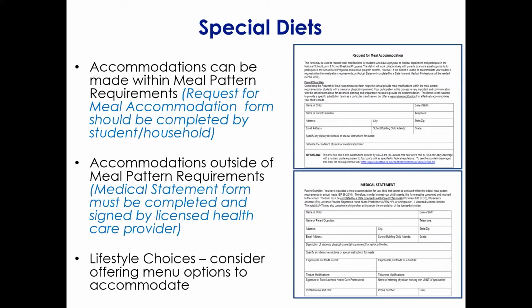And this would be utilized as an example. Maybe Johnny is allergic to strawberries. However, the school food authority or the site would be able to offer a different fruit for that student whenever strawberries are on the menu. So that meal pattern is still able to be met. So that is where the request for meal accommodation form would be utilized. That's an example of how that would be utilized.